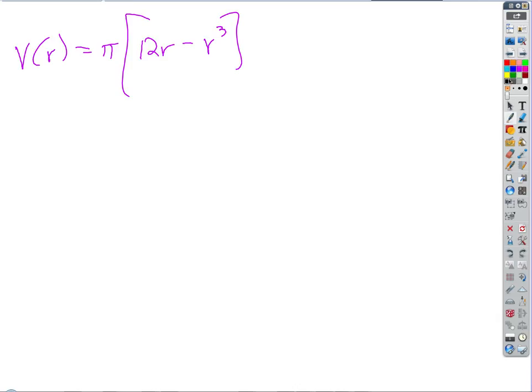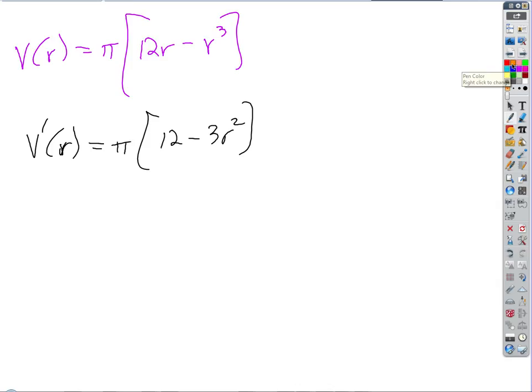So there's the function. Now let's do calculus. So first derivative, right? So what's that going to give us? Pi is a constant. So pi times, minus, and then v prime equals 0 when r squared equals 4, right? So what's r going to equal? Plus or minus 2, but we only want the one that's in our domain. So when r equals 2, okay?